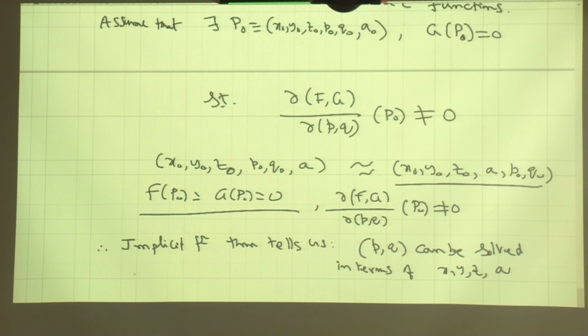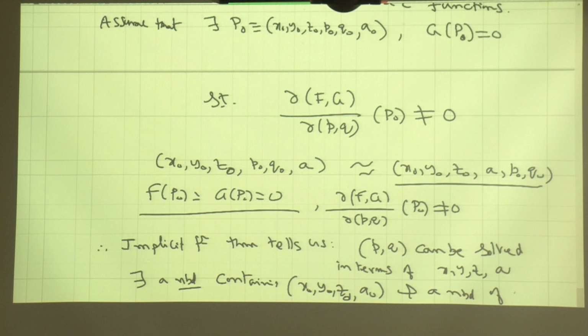So that means what? There exists a neighborhood or open set containing where? Near this P naught only. Whoever is acting in P naught, only those points. Containing which point? X naught, Y naught, Z naught, A naught. Right? Other one is not important. And a neighborhood of where it takes the values P0, Q0.